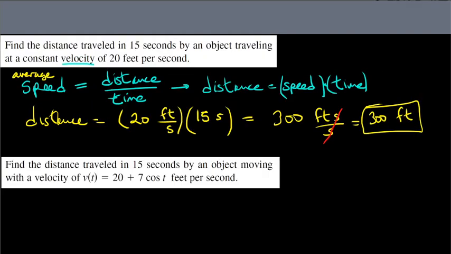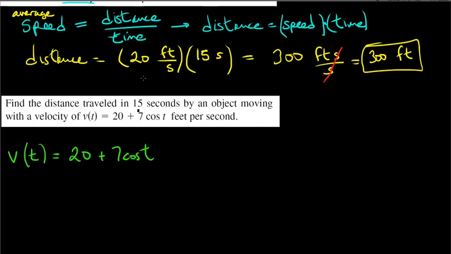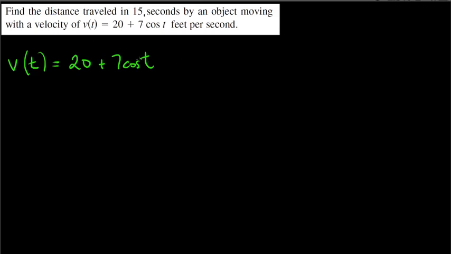Okay, so now we want to find the distance traveled in 15 seconds, right? Same as the first problem. But now the object is moving with a velocity of v, which depends on t. So v is a function of t, and it's given as 20 plus 7 times the cosine of t. Right? And you know the cosine function, right? It just goes back and forth. Right? So this is not a constant. In the first problem, it was just a constant, 20. And in this question, yeah, this is going to be a little bit harder.